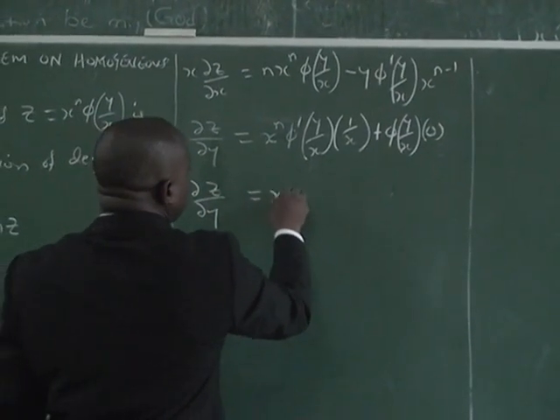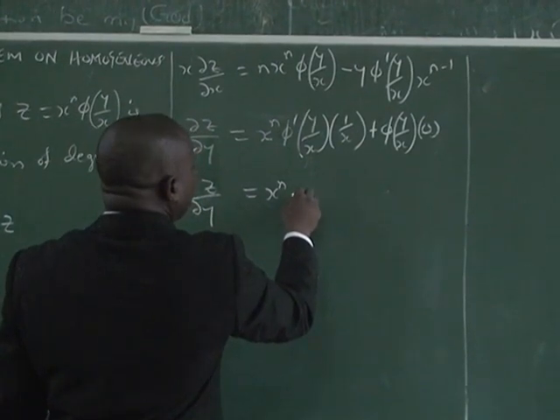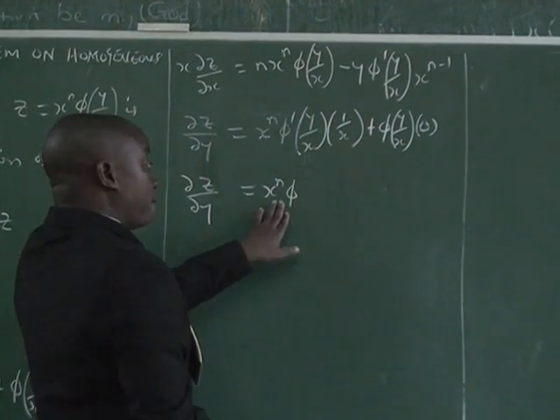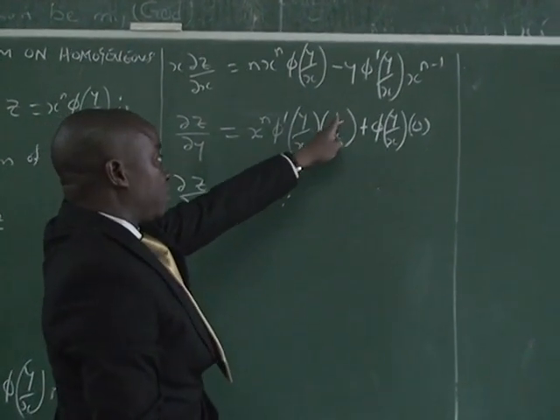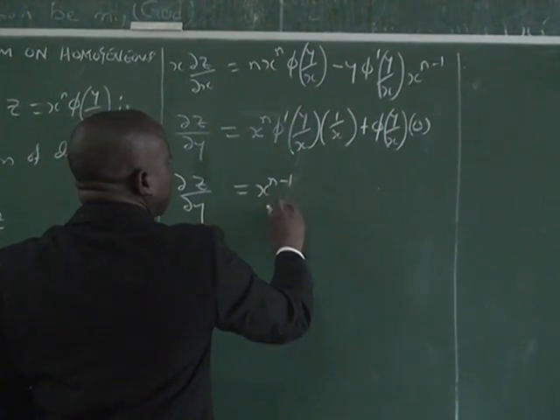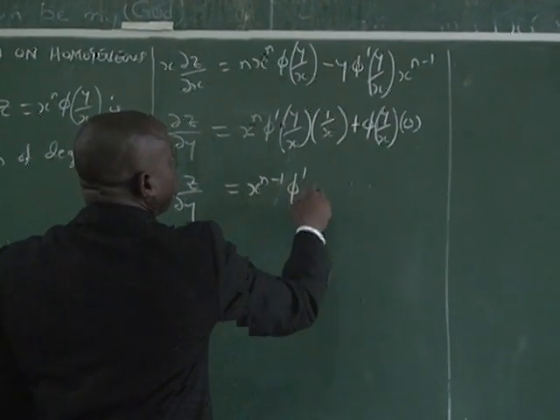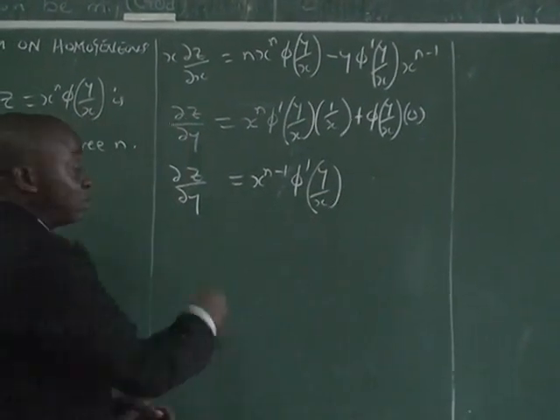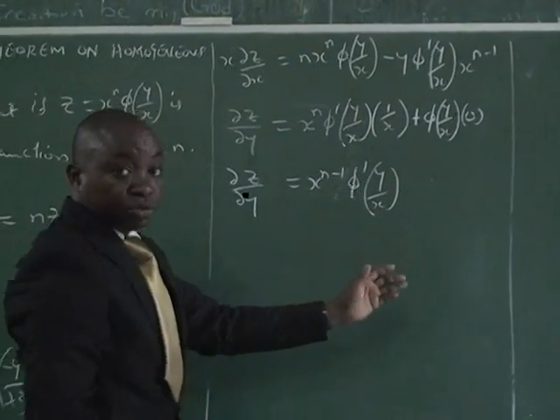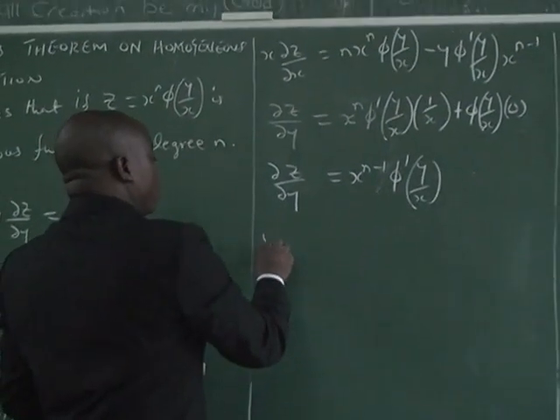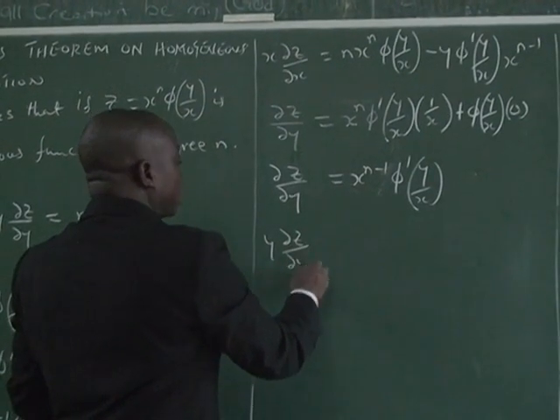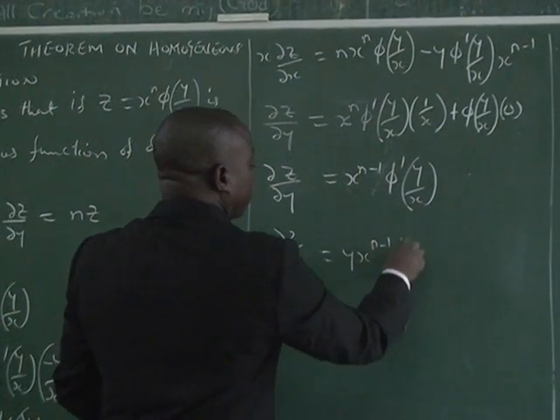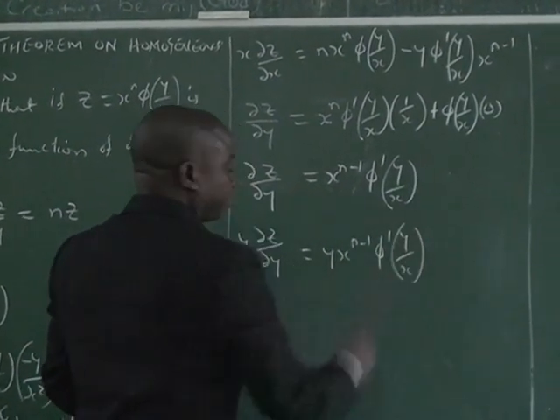partial y is equal to x raised to n. Then we have x raised to n minus 1. I'm going to take this to n minus 1. Then I also have phi prime of y over x. That is what it means. So if I multiply by y, I have y partial z partial y will equal y x raised to n minus 1, then phi prime of y over x.